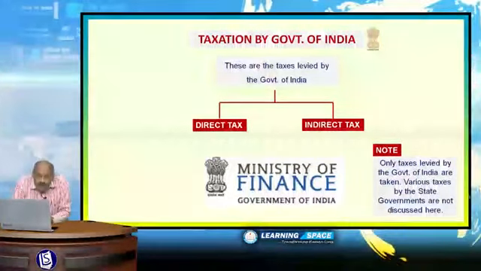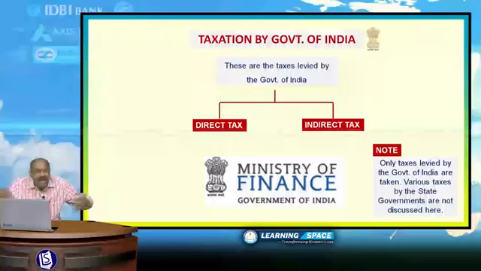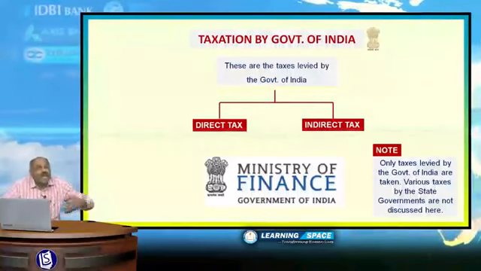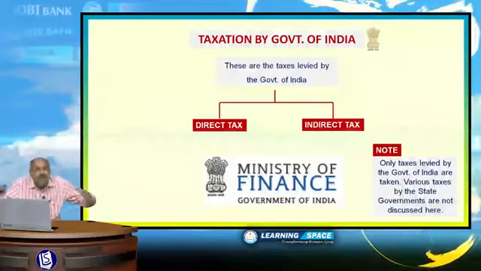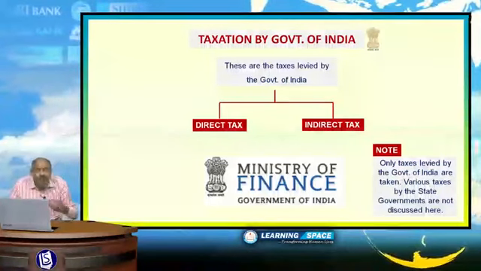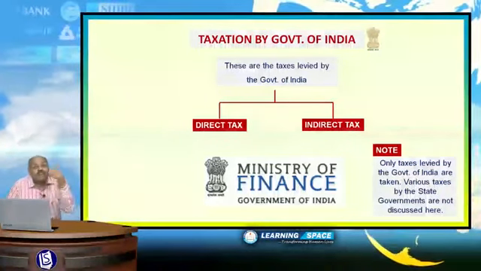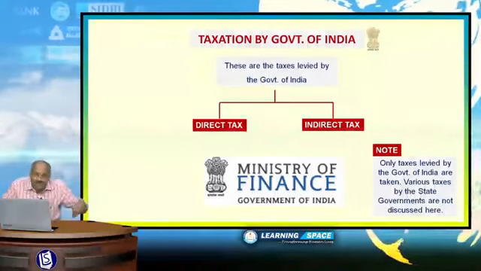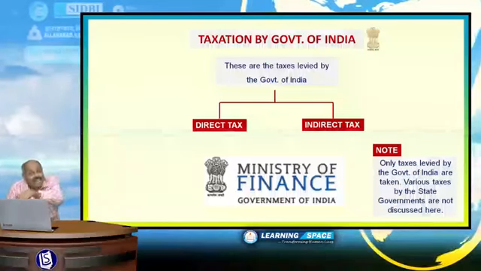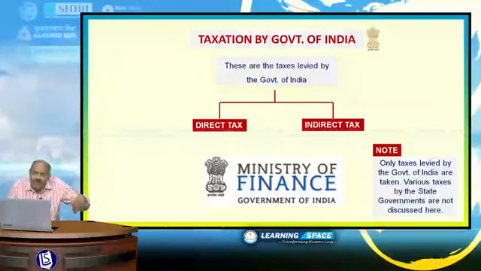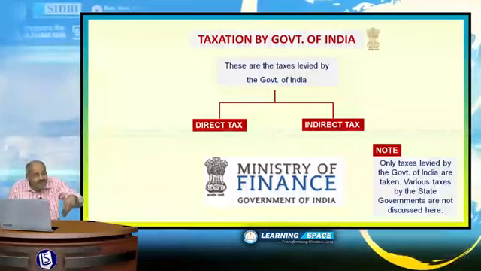They have to establish manufacturing industries. They have to establish airports. They have to establish schools. They have to establish hospitals. These are all being established by the taxes paid by us to the government. And there are two types of taxes, direct tax and indirect tax. This is under the purview of the Ministry of Finance, Government of India.